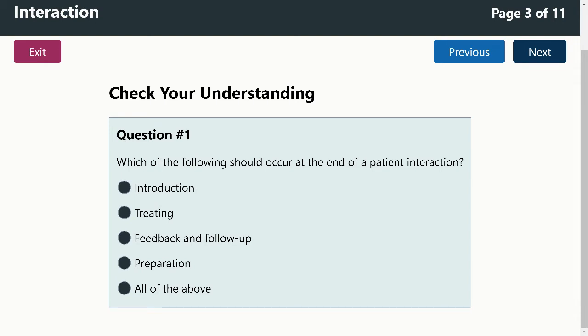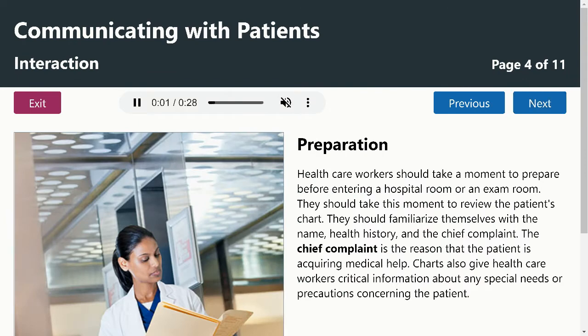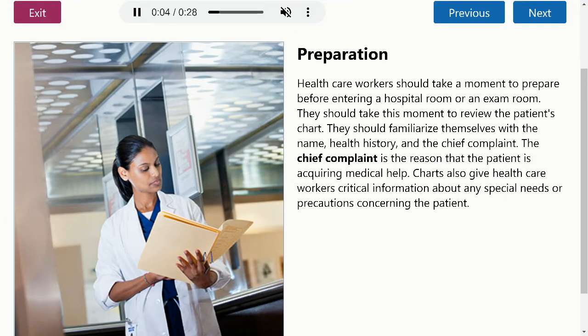Which of the following should occur at the end of a patient interaction? Alright, feedback and follow-up. Preparation. Healthcare workers should take a moment to prepare before entering the hospital room or the exam room. They should take this moment to review the patient's chart. They should familiarize themselves with the name, health history, and the chief complaint. The chief complaint is the reason the patient is seeking medical help. Charts also give healthcare workers critical information about any special needs or precautions concerning the patient.